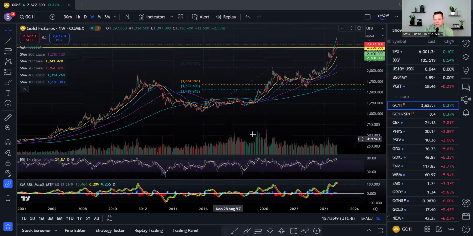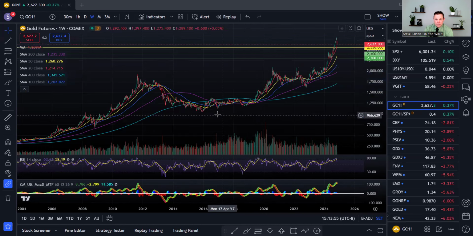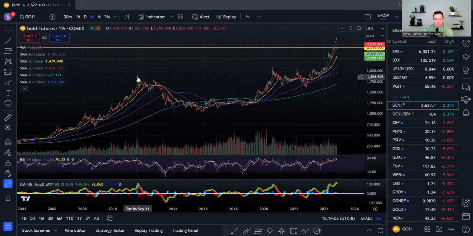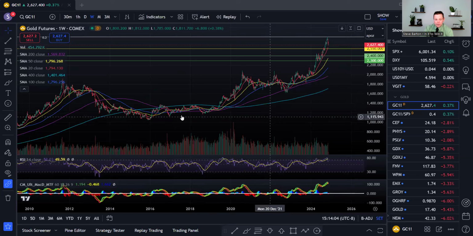Now, the way we measure the targets on these and how high it can actually go is we take the bottom of the cup to the top of the cup. Ideally, if the top of the cup on the right side is higher than the left side, then it's even just a little bit more bullish.